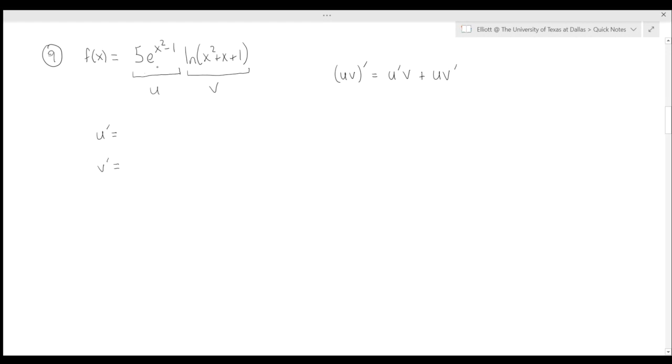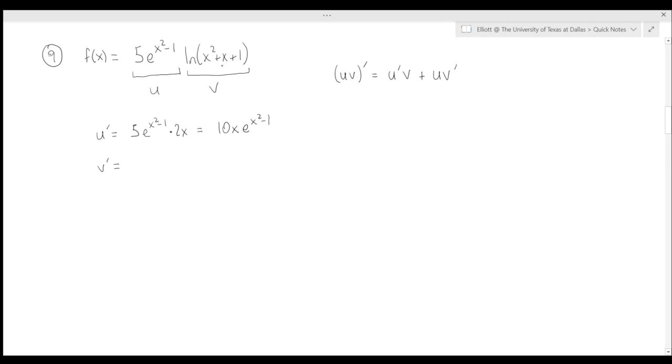Okay, so first getting u prime. Remember, to get the derivative of an exponential, we're just going to copy it down, and then after that, you have to multiply by the derivative of the exponent. And here, I think it's worth simplifying, so we'll write it as 10x, and then e to the x squared minus 1.